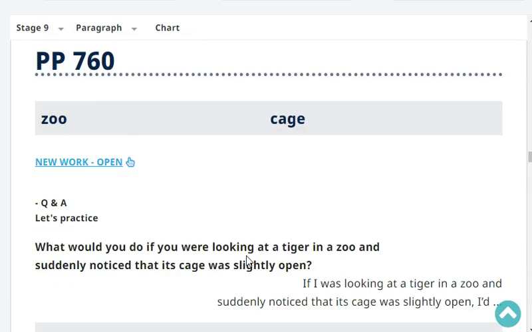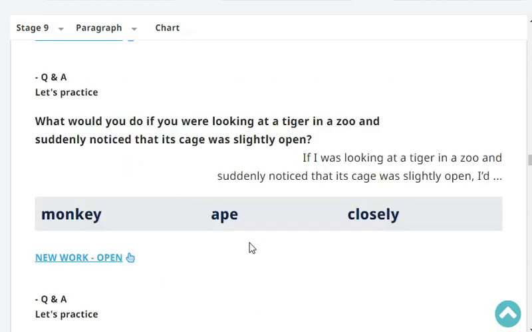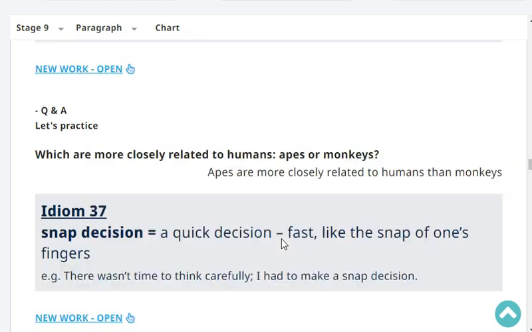What would you do if you were looking at a tiger in a zoo and suddenly noticed that its cage was slightly open? If I was looking at a tiger in the zoo and suddenly noticed that its cage was slightly open, I'd inform the zookeeper about that. Very good. Which are more closely related to humans, apes or monkeys?